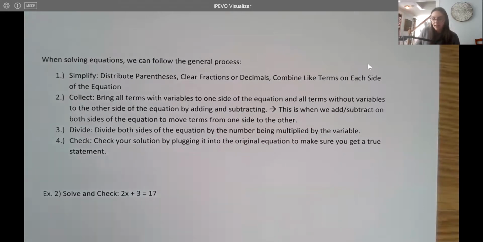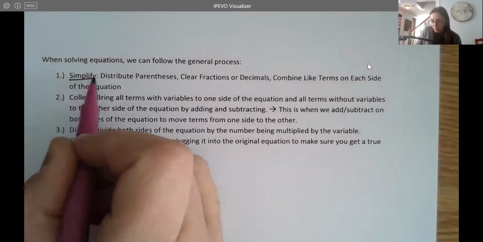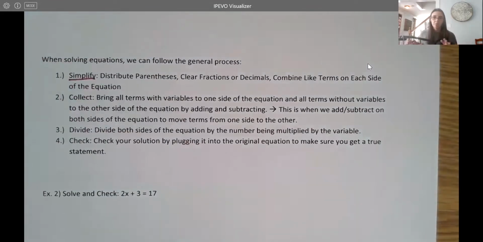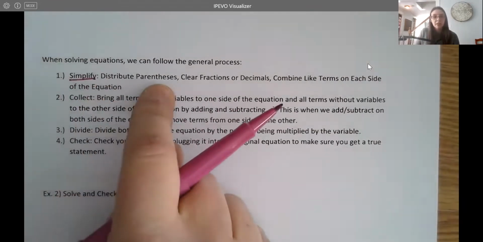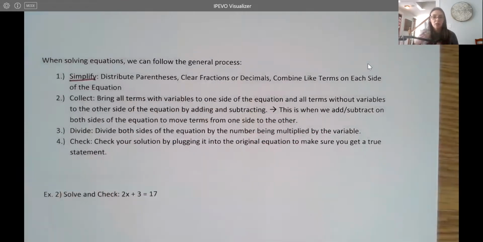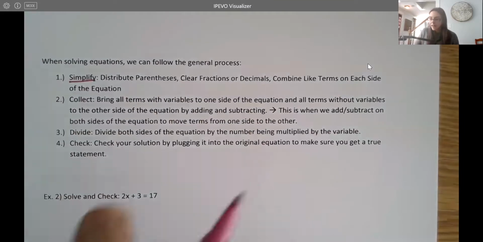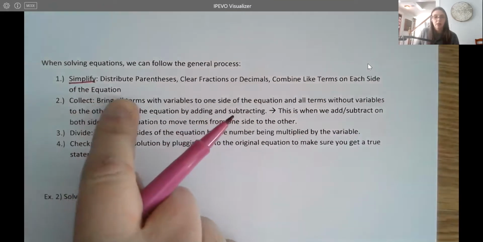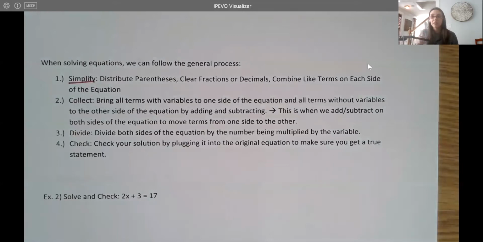So the first thing I like to do is simplify, which means anything you possibly can do. So I like to distribute parentheses first, if I have parentheses. If I have fractions or decimals, I usually like to clear those out. So we'll look at some of those later on. And then I combine like terms on each side of the equation. So basically, if you see something that's easy to do to clean up that problem and make it easier, that's what you're going to do first.